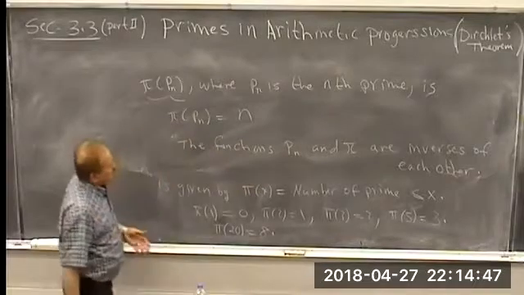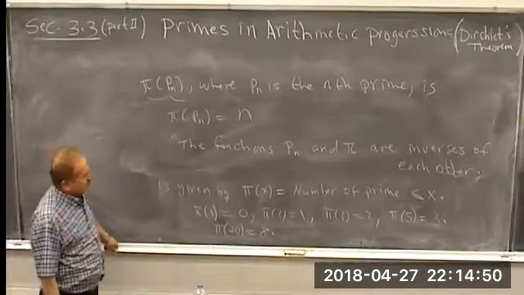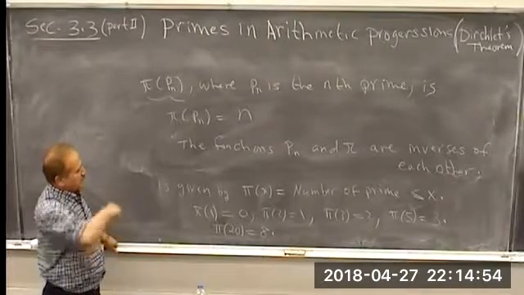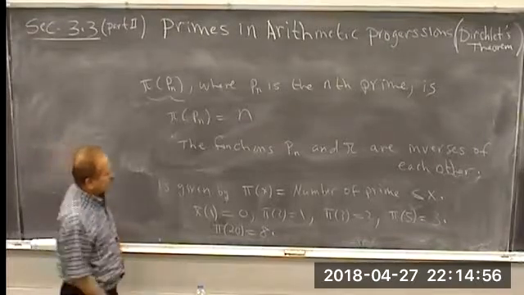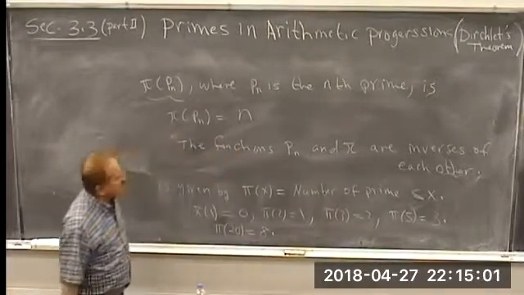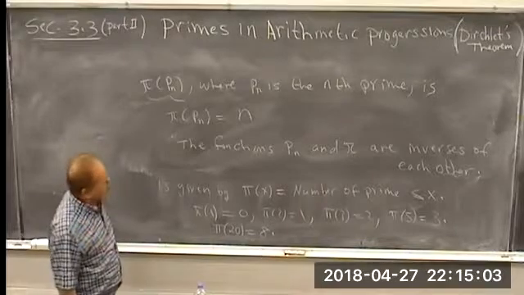Because remember that p_n gives us the nth prime, and pi(x) gives us the number of primes up to x. So if you take the composition of these, you're going to come up with, in both cases, n. Okay?